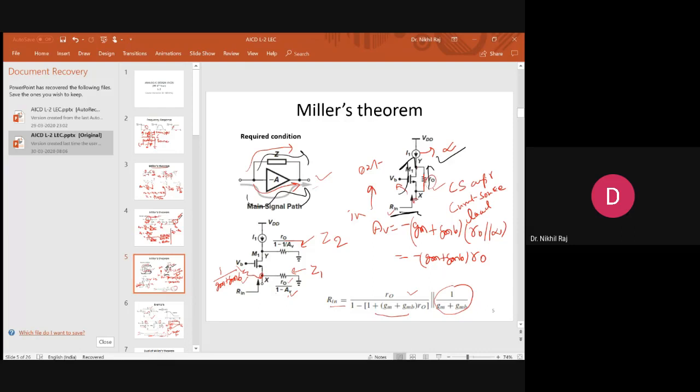Here we applied Miller's theorem, and then we decompose into Z1 and Z2, where the bottom will be Z1 and the top will be Z2. So it is very important, whenever we use Miller's theorem, to decide which is the input port and which is the output port, because the input and output port will decide which one will be Z1 and which one will be Z2. So we are traveling from this input terminal to this output terminal. The bottom part will be your Z1 and the top part will be your Z2. Then accordingly we apply Miller's theorem.